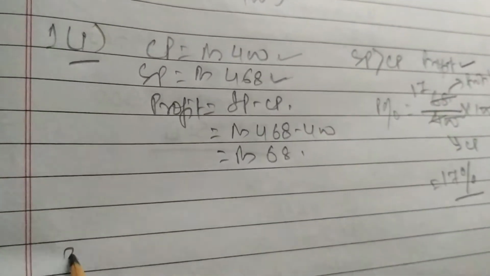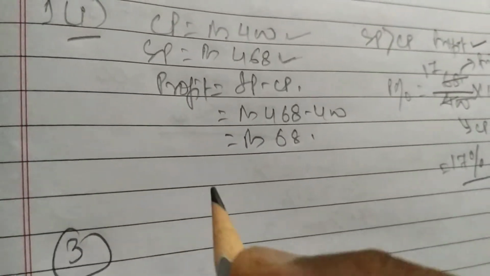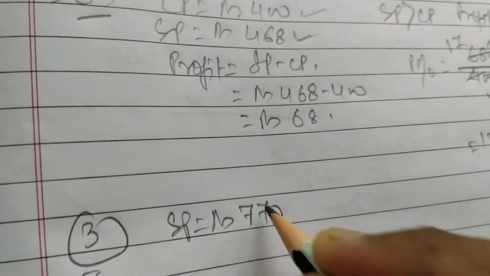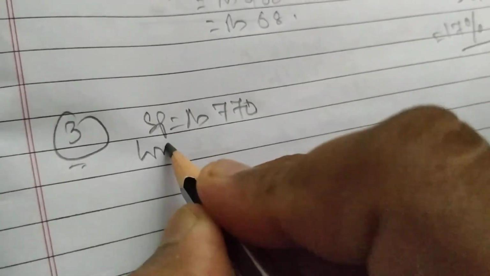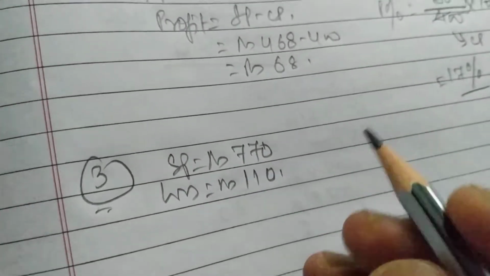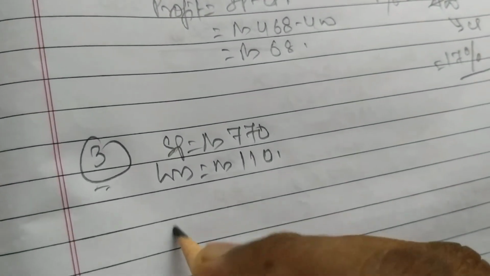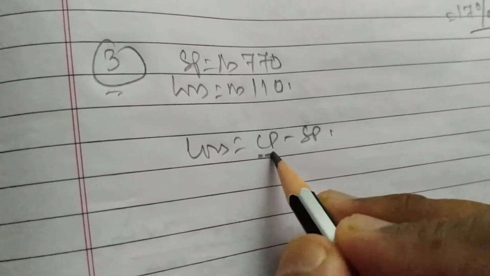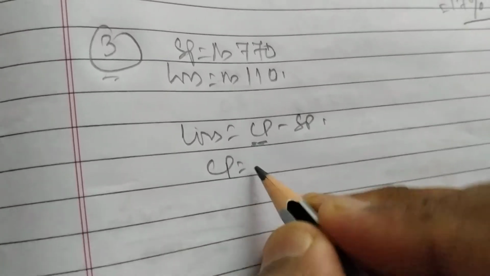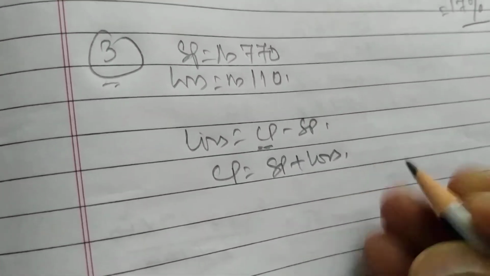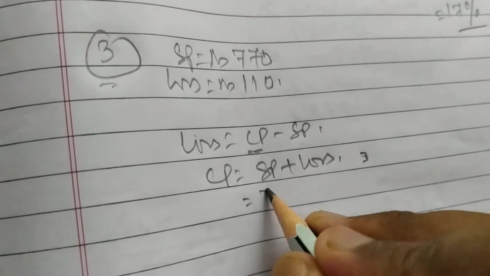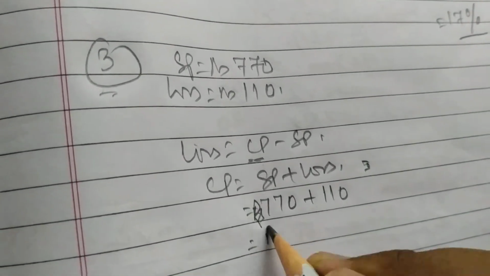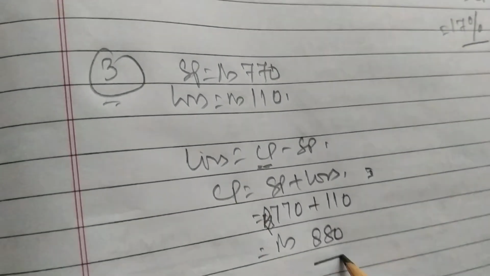Now sum number 3. By selling an article for rupees 770, that means SP is equal to rupees 770. Loss is 110, so loss is equal to rupees 110. So in case of loss, what do we know? Loss is equal to CP minus SP. So from here, if we need to find CP, CP will be equal to SP plus loss, which will give you 770 plus 110 is equal to rupees 880.